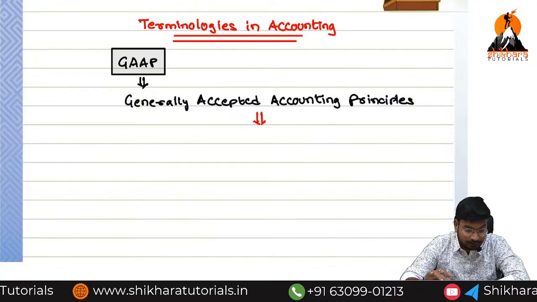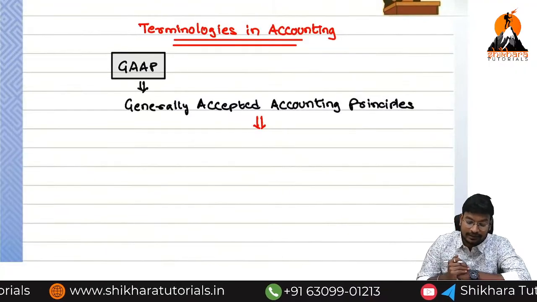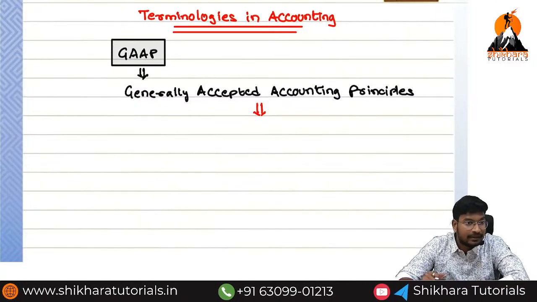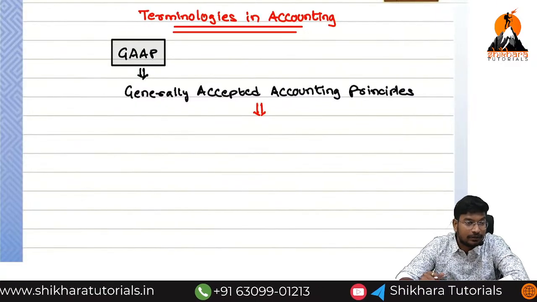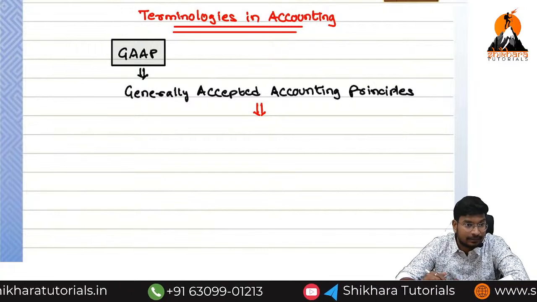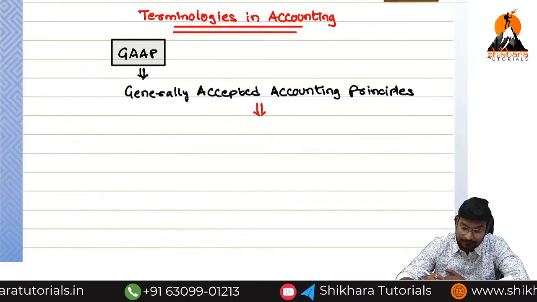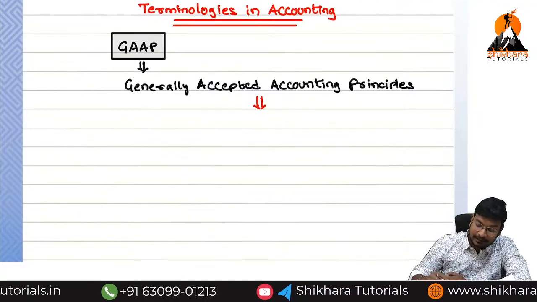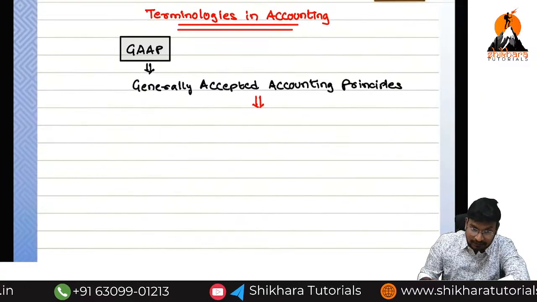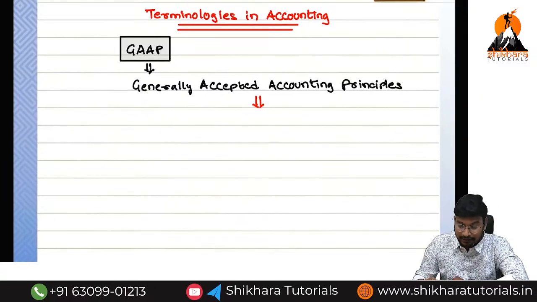Please remember, if you write ABCD like that, they are not going to value anything. In this class we have started the discussion of the terminologies of accounting. We have the principles, the Generally Accepted Accounting Principles in India. One of the main principles is called the separate entity concept. What is this concept?